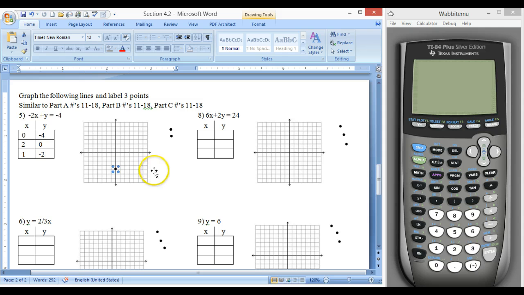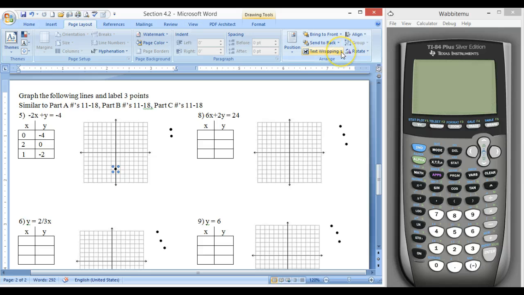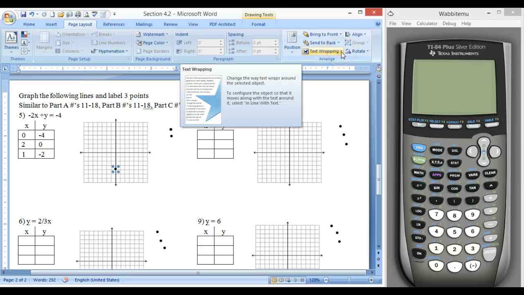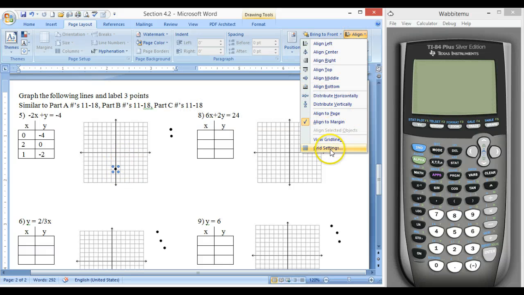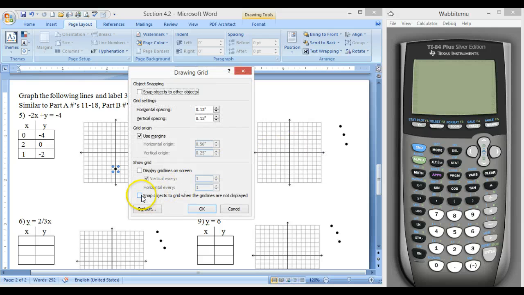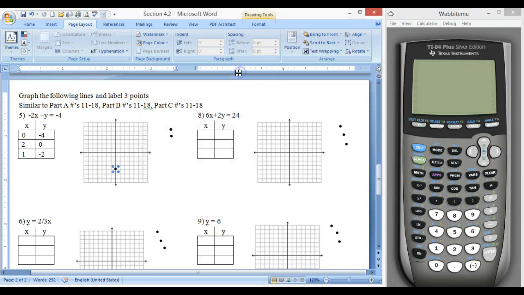There we go. Now if you're finding that yours tries to snap into the grid, you can go to Page Layout, go to Align, and go to Grid Settings. If you have Snap Objects to Grid checked, then it'll go to wherever the nearest corner is in the grid. If you unclick that, then you can place it wherever you want.